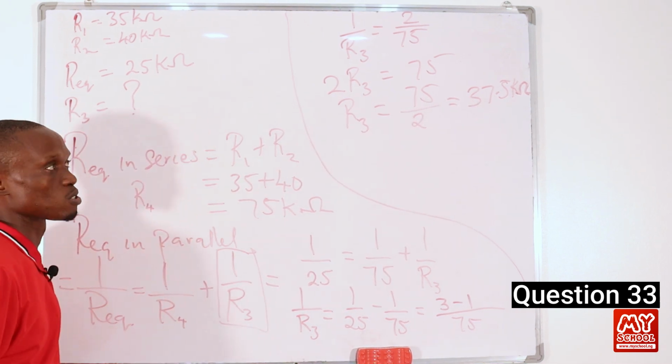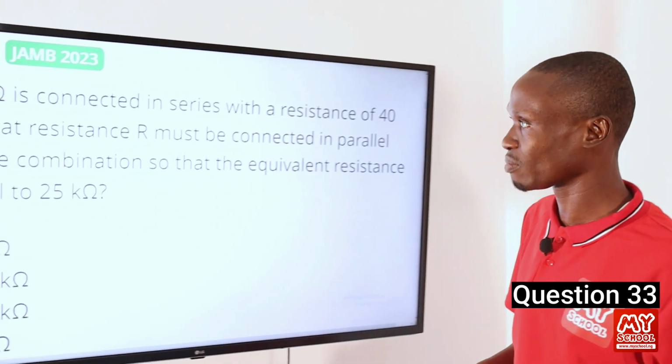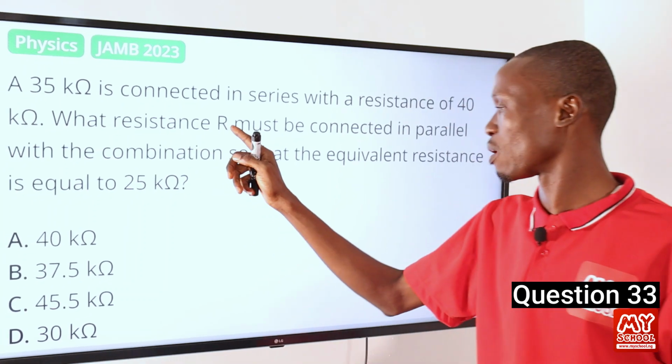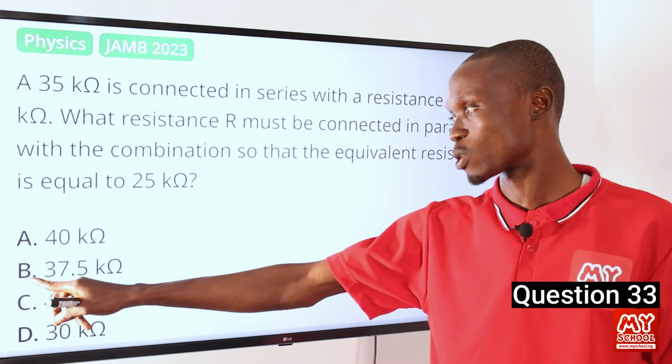So let's move over to the screen to pick the correct option. From our calculation, the value of R that we are looking for was 37.5. So that makes option B the correct option.